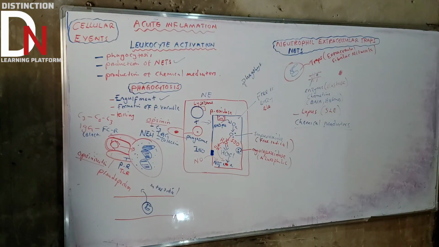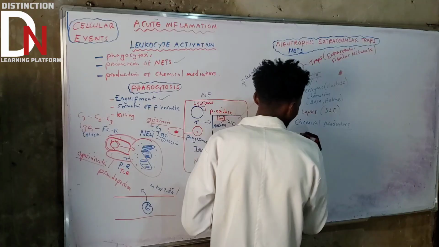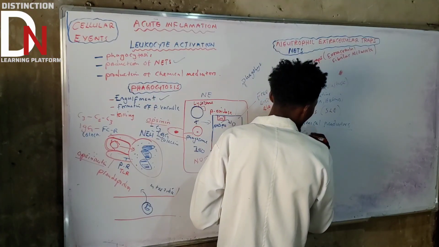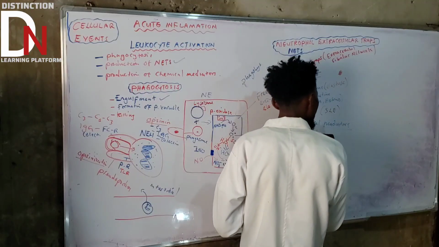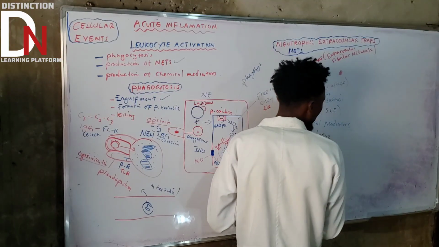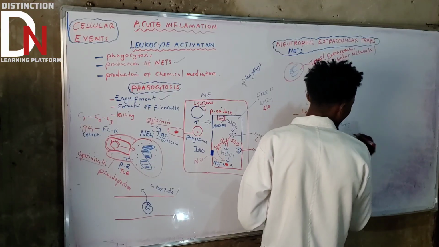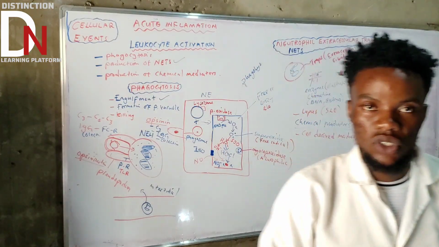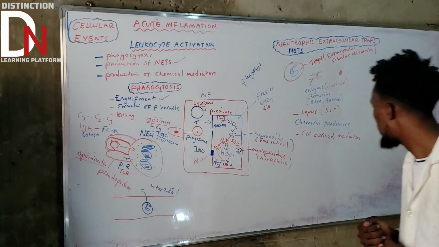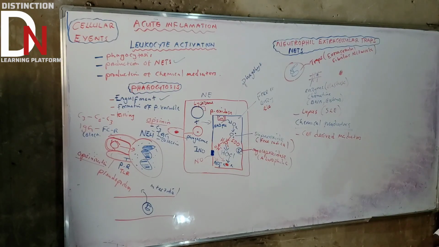Now, the question is, what are the types of chemical mediators that we know? There's what we call cellular type of chemical mediators, or cell-derived mediators. This means the mediators that come from the cells, like leukotrienes, histamines, serotonin. Those come from cells. We call them cell-derived mediators, okay?